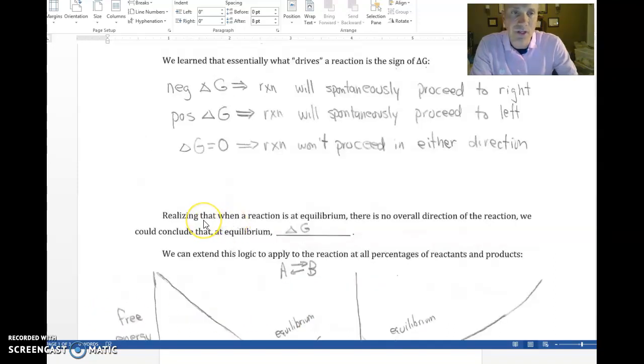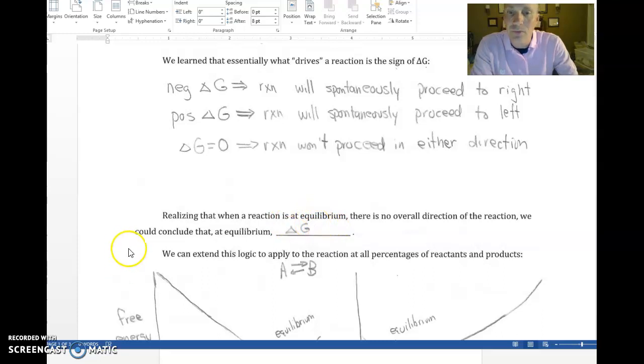So what we're going to do in this video is talk about this in light of what we now know about equilibrium. What we now know is that when you're at equilibrium, the concentrations of the reactants and products want to stay the same. At that point, there's really no tendency for the reaction to go either to the left or to the right. Because of that, we can conclude that at equilibrium, delta G equals 0.